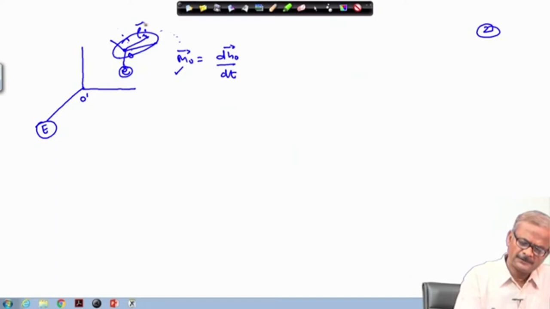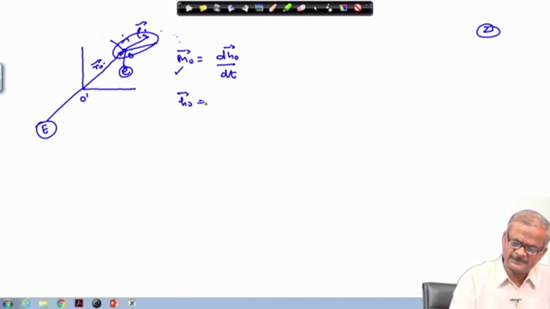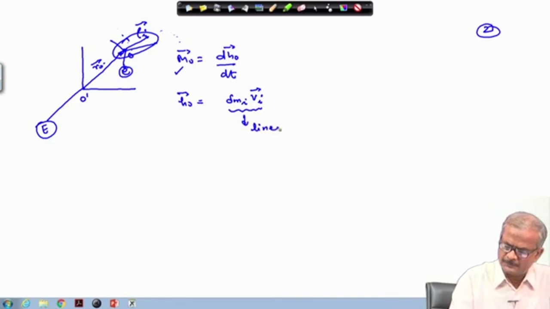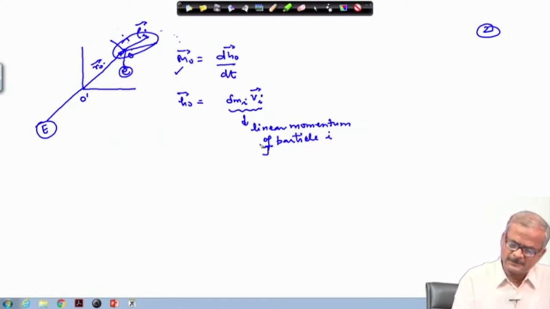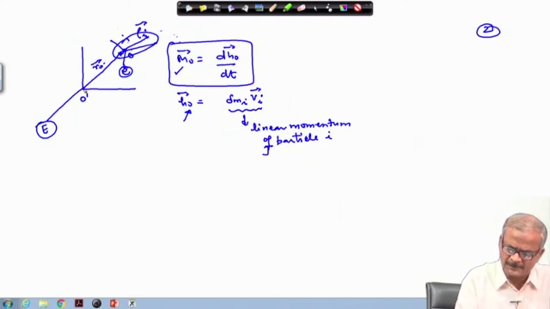Any point we have indicated by rho I and this distance from here to here by r 0, and then the h 0 we have written as delta m I, which is the mass, times v I. So, this constitutes the linear momentum of particle I, and this is h 0. In this case we have already taken the moment about this point. We took the angular momentum with respect to this point and then reduced it to this form. So, we need not go back to this point again; now we can proceed.